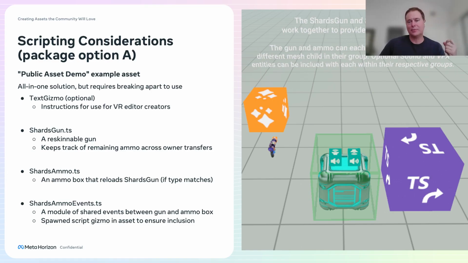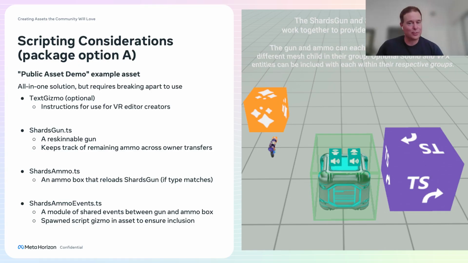There's a shards ammo script, which is running on this guy, and it has ammo that reloads the gun if it matches the gun. And then the shards ammo event. So this is like the case where I was talking about where this module has the events that are shared between the ammo and the gun. And so it's not really part of the gun. It's not really part of the ammo. It's its own little script file imported by both of them.